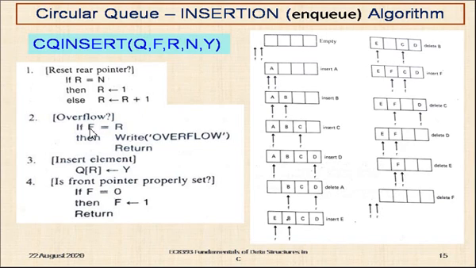And now it is checking for overflow. If f is equal to r? No, f is 0, r is 1, so this condition is not satisfied, so it will go to the next one. Here it is checking the overflow condition. Generally, whether it is a queue or stack, circular queue or linear queue, we should check the condition of overflow before the insertion of any element. That is what is being checked here. Now you see here, q of r, q of 1 is equal to y. y is the element to be inserted. Here my element A is available in y. That is, A is to be inserted. A is moved to q of 1. So q of 1 is stored with A.